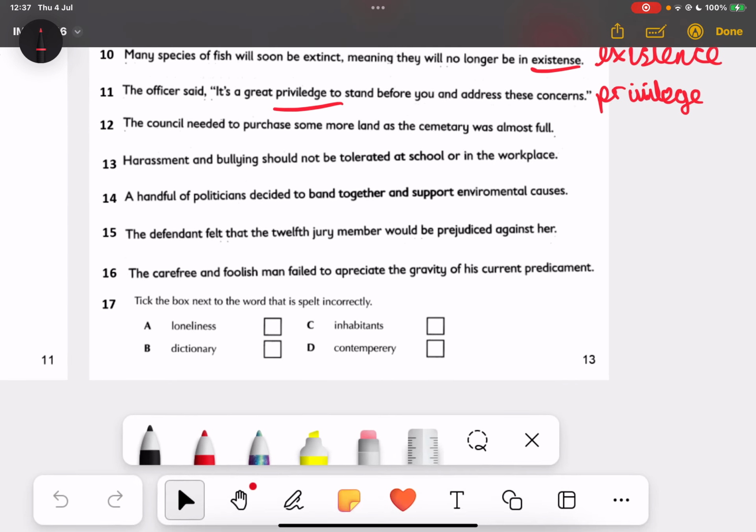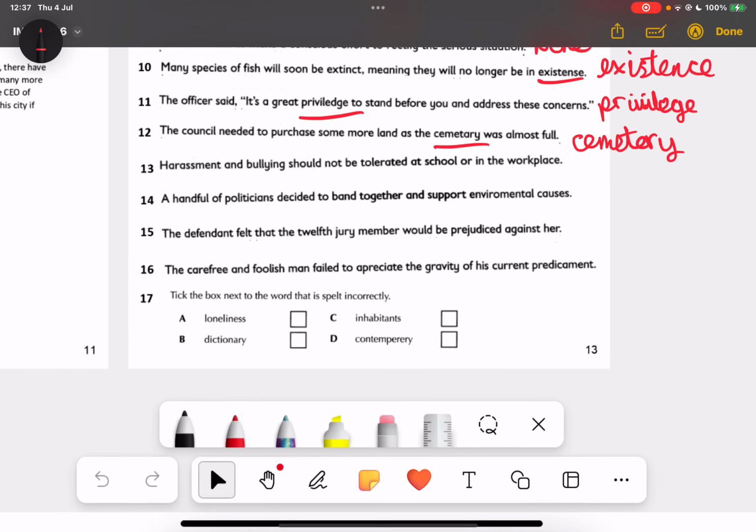12. The council needs to purchase some more land as the cemetery was almost full. So cemetery should be spelled CEMETERY, so you're replacing the A with an E. And then 13. Harassment and bullying should not be tolerated at school or in the workplace. This one has no mistakes, so none.